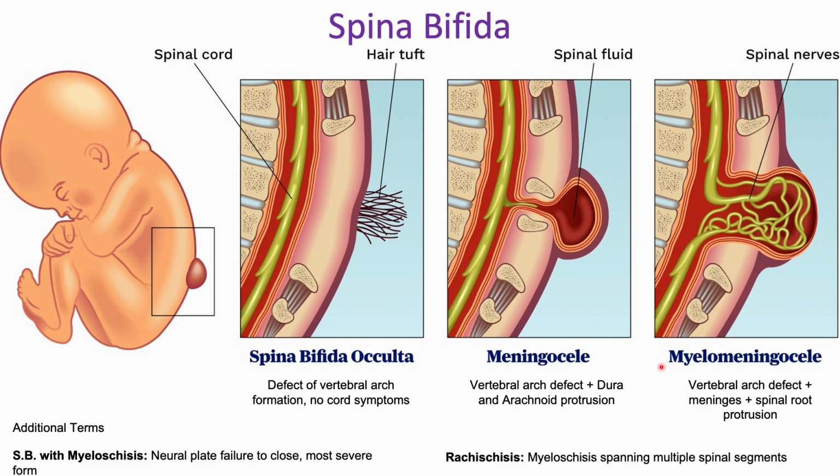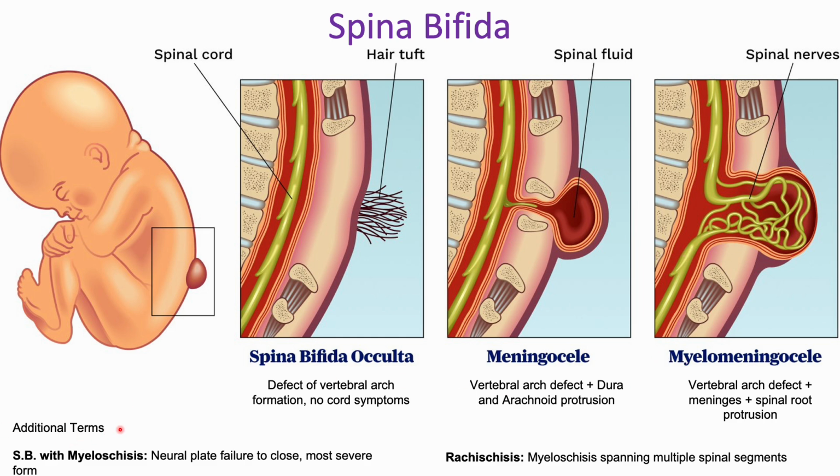Lastly, you have myelomeningocele. So same as meningocele, but now you add myelo. So this is going to include the spinal nerves. So you have the vertebral arch defect plus the meninges plus the spinal roots. And this is going to lead to spinal nerve defects below this region.